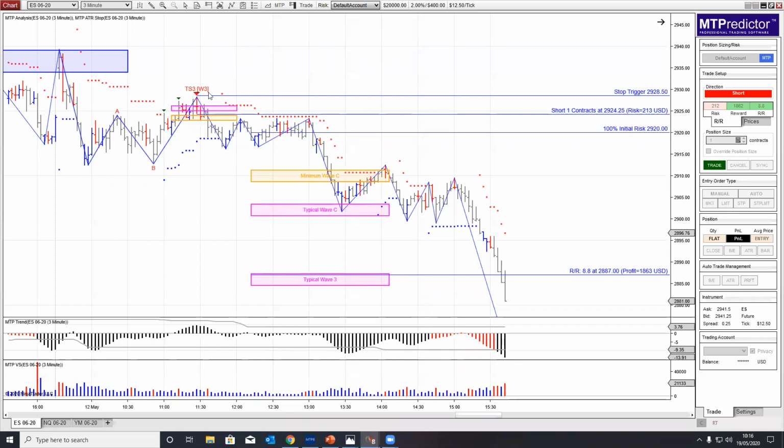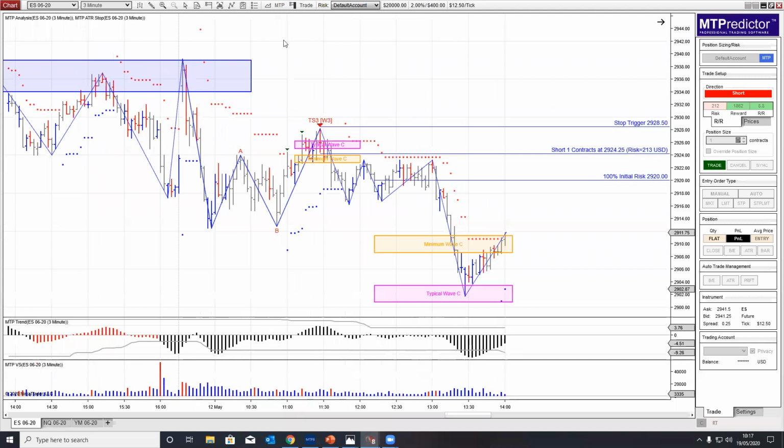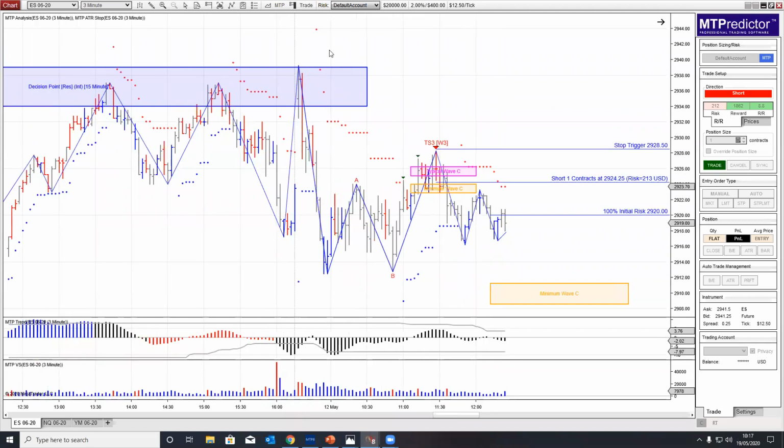So are there any questions on that so far? The idea of MT Predictor is that half the time the markets are random and you can't see a clear picture. Half the time the markets are clear, and we deem it as being clear when the market is making a reversal off a higher time frame DP support and resistance again.